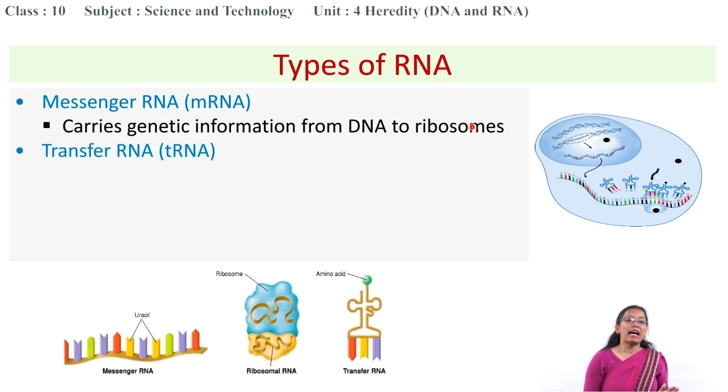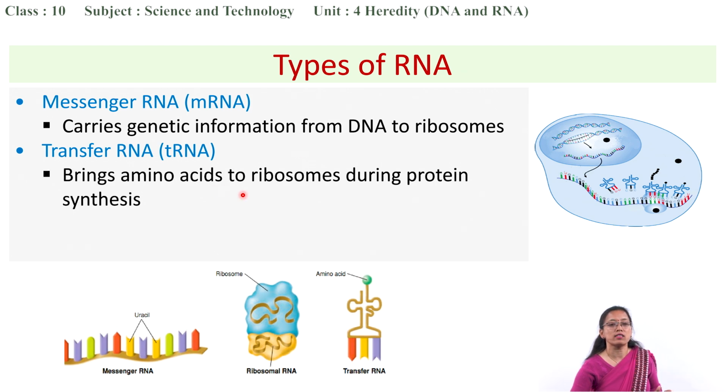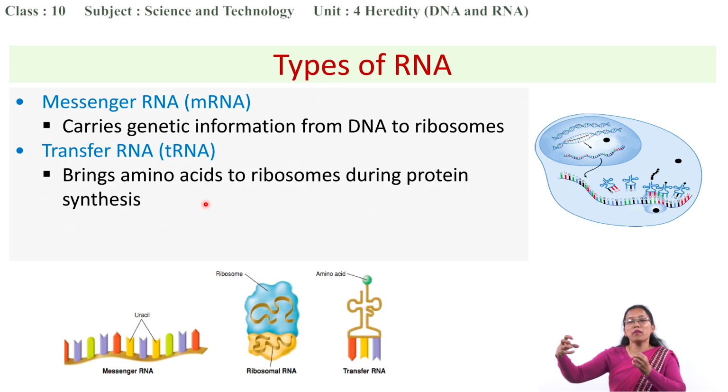And tRNA or transfer RNA. This transfer RNA brings amino acids to the ribosome during protein synthesis. After analytical reduction of protein, amino acids are formed. The combination of a long chain of many amino acids is called protein. Those amino acids are transferred by the tRNA. That's why it is called transfer RNA. Those amino acids which are present in the cytoplasm are brought to the ribosome with the help of transfer RNA.